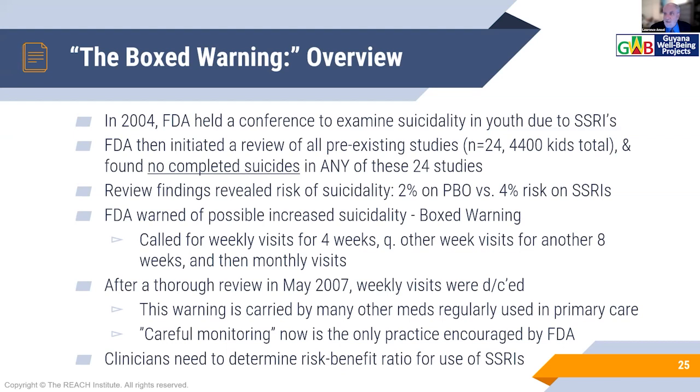So the drug companies who were trying to get indications for these were running these studies, and they found that there was an increase in some suicide reported. So they initiated a review of 24,000 kids in total. Now, be very careful to understand, these were kids who were in studies using SSRIs. There were no completed suicides in any of these 24 studies.